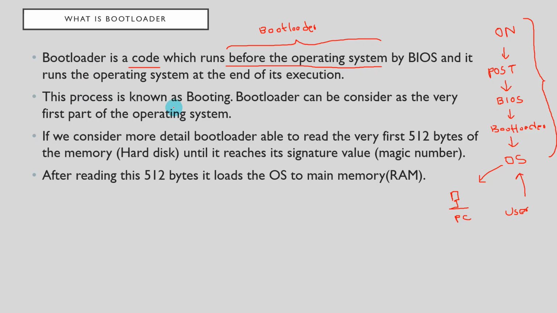This process is known as booting, and the bootloader can be considered the very first part of the operating system. If we consider more detail about the bootloader, it is able to read the very first 512 bytes of the memory or the hard disk, until it reaches its signature value. Now if you don't know much about operating systems, you might be thinking, what are these first 512 bytes, what is this magic number, things like that.